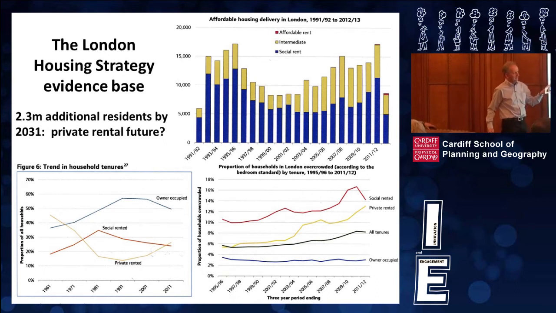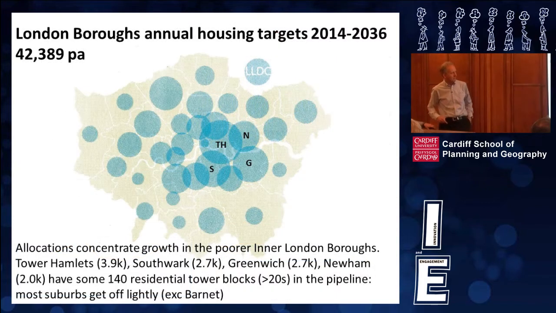And here are the statistics, the graphs which should show the problem. The decline of social rent, the rise of private rental, the decline of overcrowding in social rental, the increase in overcrowding in private rental. So two obvious problems there. And then this one about the decline of social rent. This would look a lot worse were it not for the Olympic Village, which is more or less this amount here in terms of a one-off provision of social housing. So real problems.